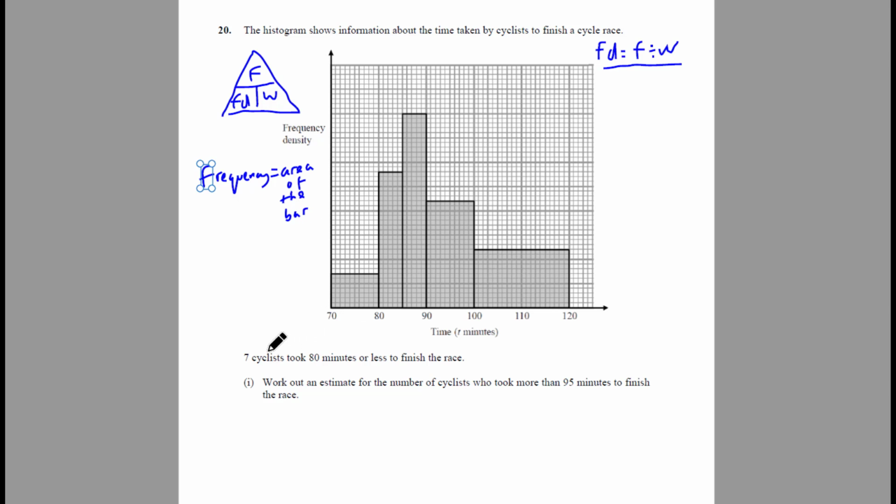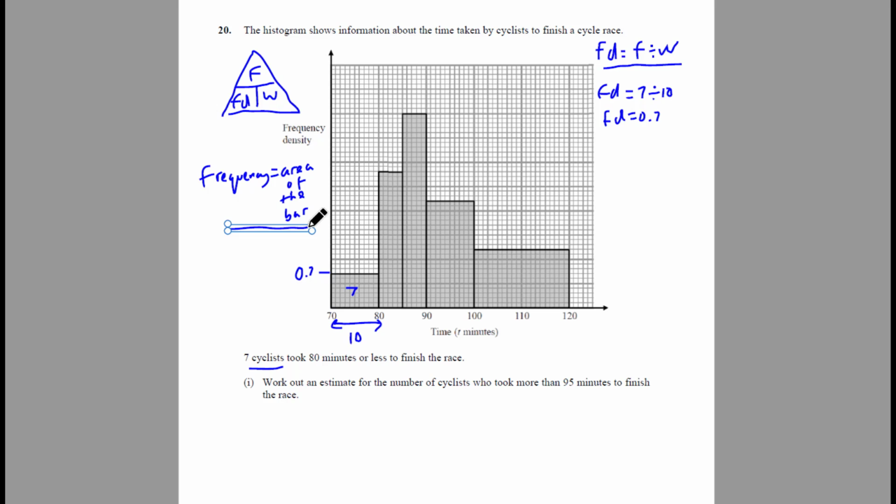So in this case, the frequency, because that's 7 cyclists, took 80 minutes or less. That's here or here. The area of that bar is 7. Now that width is 10. Can you see that width is 10? 10 times what makes 7? That has to be 0.7, the frequency density. Now that should make sense, because FD equals 7 divided by 10. So FD equals 0.7. Remembering this key fact will help you answer many questions.